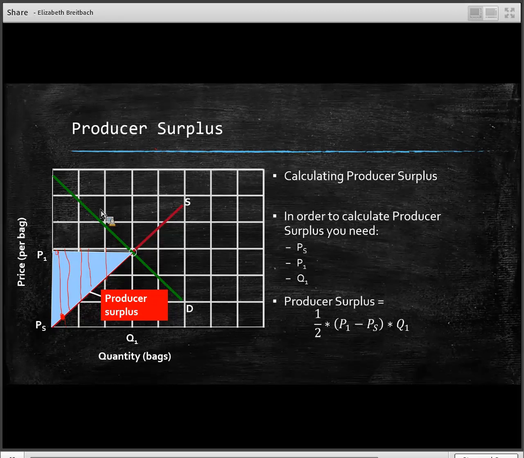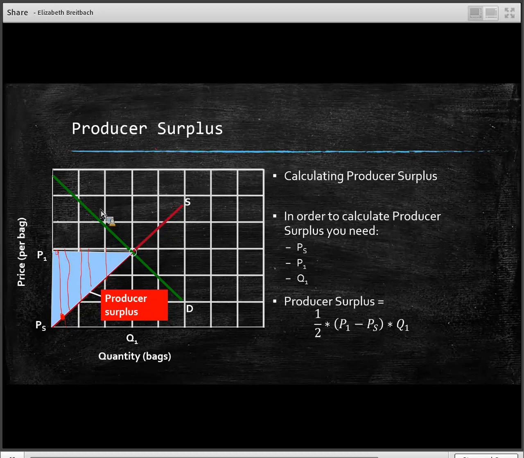The base, again, is from 0 to Q1, so we just multiply it by Q1. We multiply by 1/2 because base times height would be a rectangle, and you have to multiply it by 1/2 to get a triangle. All right, so this is going to represent our producer surplus: the distance below the equilibrium price and above the supply curve, from 0 to our equilibrium quantity.